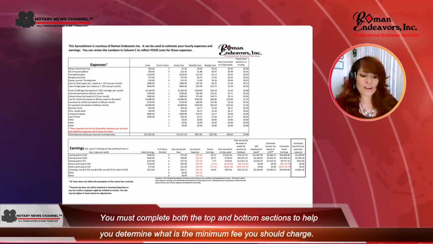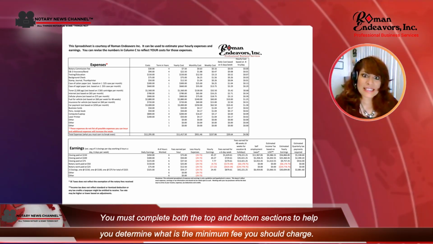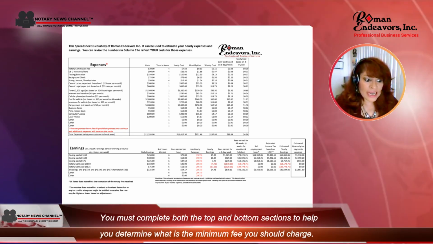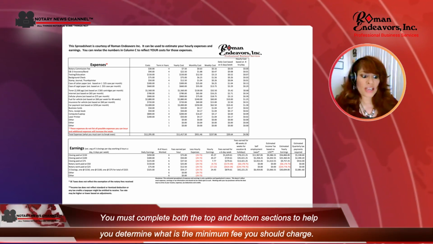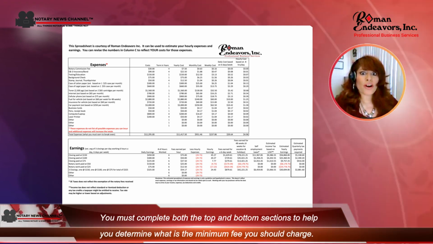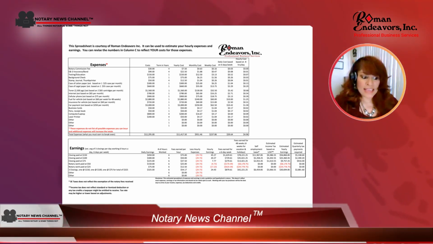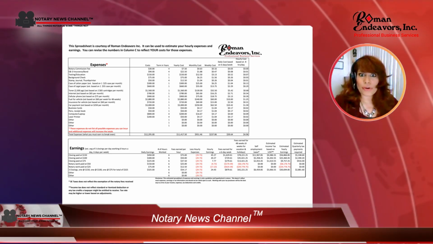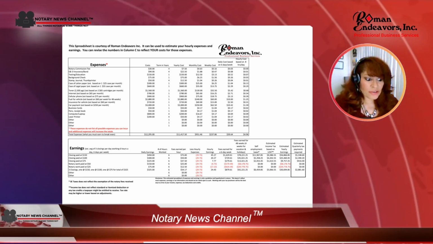The second half of this spreadsheet is going to be your earnings. And in this scenario, I have included an estimate of an average of 3 closings per day, working 6-hour days for 6 days a week. So the average time per closing calculated in this spreadsheet is 2 hours per closing. And so I've run the scenarios here.